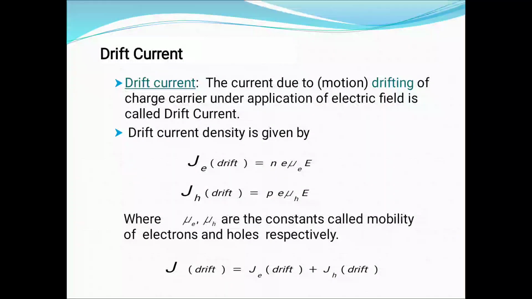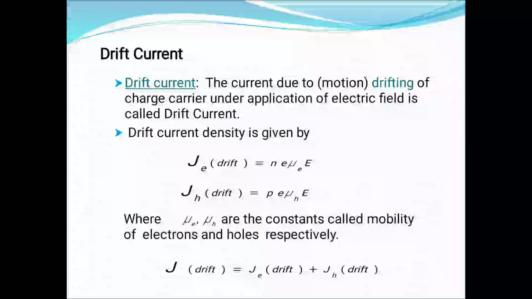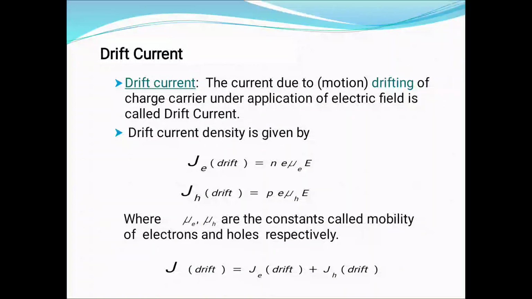Drift current. What is the drift current? The current due to motion of the charge carriers, or drifting of the charge carriers under the application of the electric field, is called the drift current.